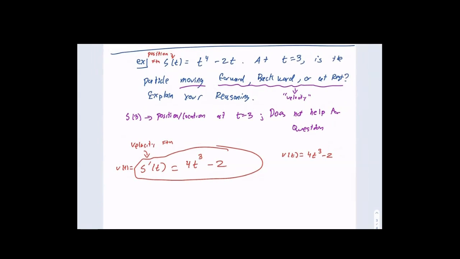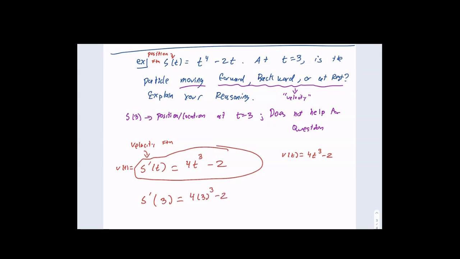All right. Where is it asking me to find the velocity? At t equals 3. So I want to find s prime of 3, which means that I'm going to do what with 3? Plug 3 into s prime of t. Perfect. Into my velocity. Correct. So I get 4 times 3 cubed minus 2.